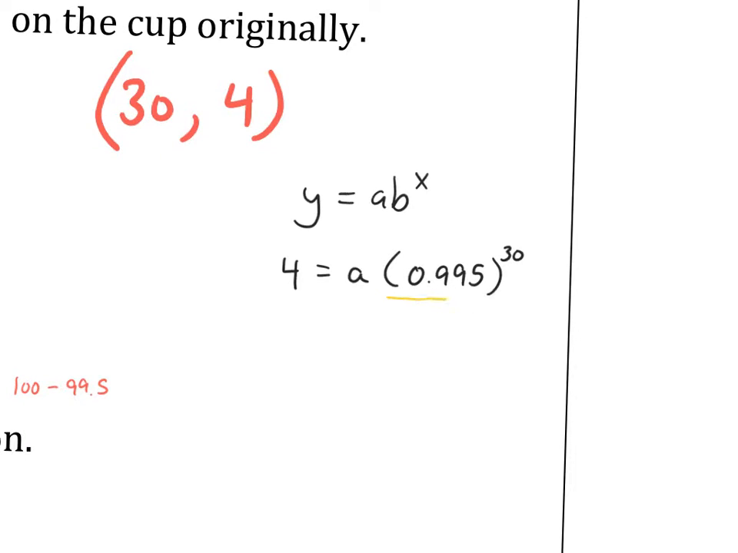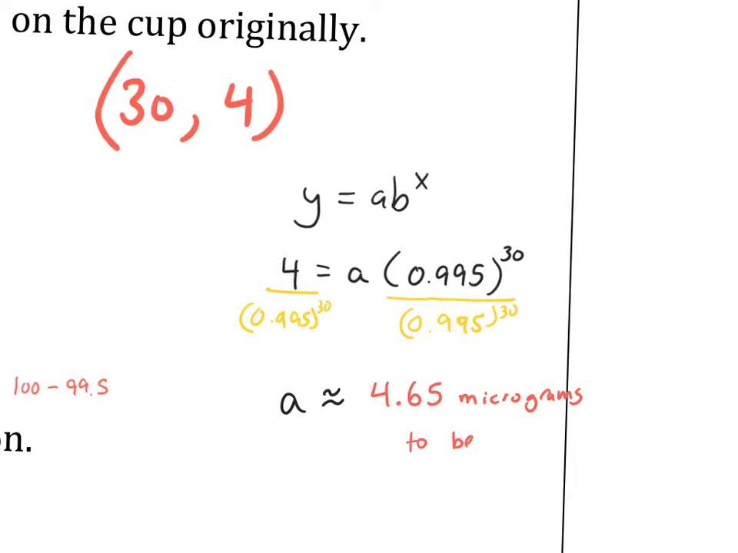Now this next part, I'm just going to divide both sides by this. I don't know what this is, so I'm going to enter that in my calculator in just a second. So I'm just going to say 4 divided by 0.995 to the 30th power, to get an approximate value of a. So in the end, I get approximately 4.65 micrograms to begin with.